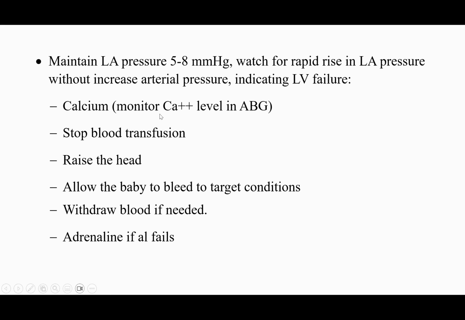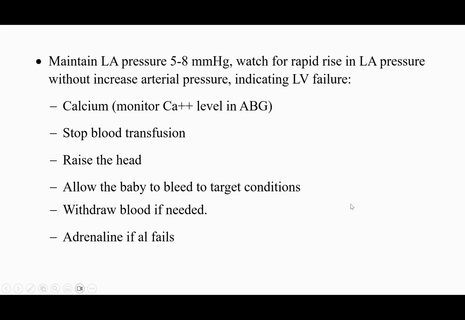Also, we should not run away with giving calcium, so that the patient becomes hypercalcemic. So we should give calcium till it is normal. Sometimes we take an ABG sample and we find the ionized calcium level more than 2, which is too much. So we should monitor the calcium level, stop blood transfusion, raise the head, and allow the baby to bleed to the target condition. And actually this is what usually happens.